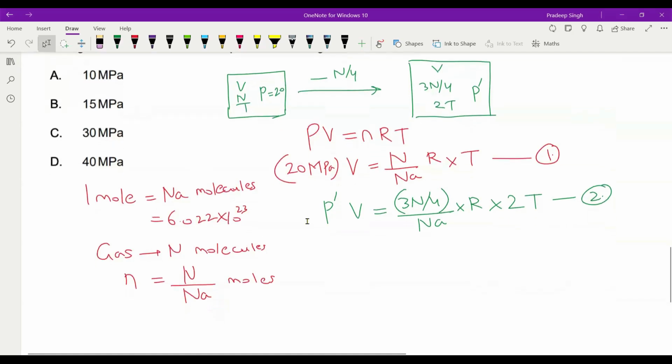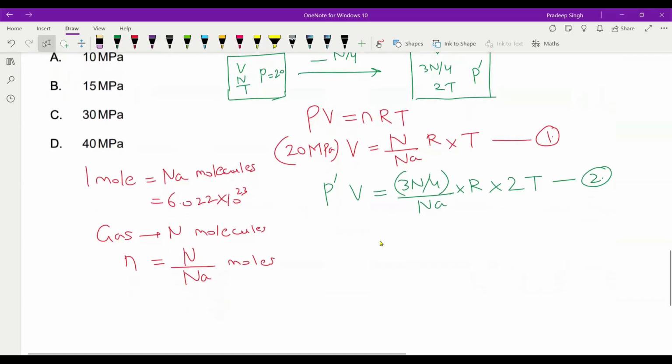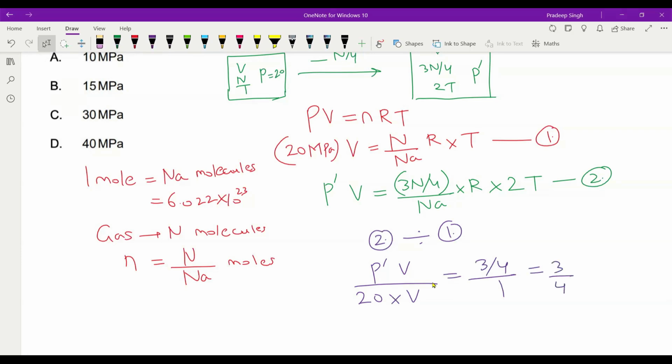Now let's simplify these two equations to get P dash. So all we are supposed to do, let's divide equation number 2 by equation number 1. So on the left hand side, we'll get P dash V divided by 20 multiplied by V. On the right hand side, the Avogadro's number Na will get cancelled out, the R will get cancelled out, the temperature T will get cancelled out, and capital N will get cancelled out. So a lot of terms are getting cancelled out on the right hand side. So we will get 3 by 4 divided by 1, which is just 3 by 4.